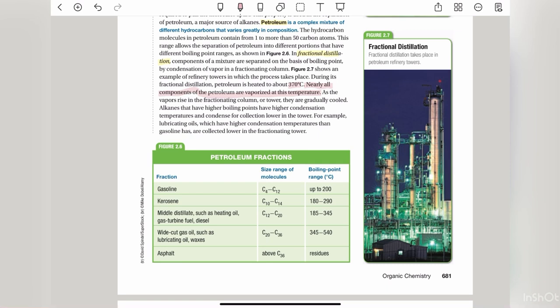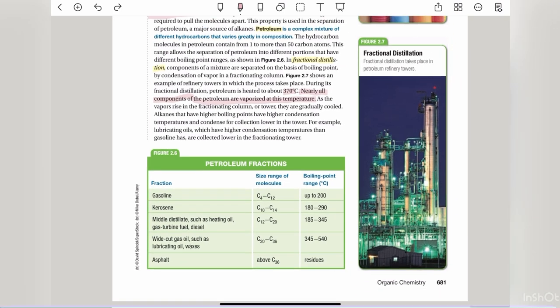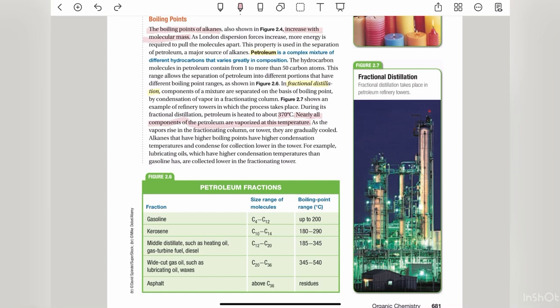For example, lubricating oil has a higher condensation temperature than gasoline. So lubricating oils, for that reason, are collected lower in the fractionating tower. Now, the reason this whole petroleum thing is brought up is because petroleum and natural gas are essentially saturated hydrocarbons, and as we said, it's a major source of hydrocarbons in the first place.